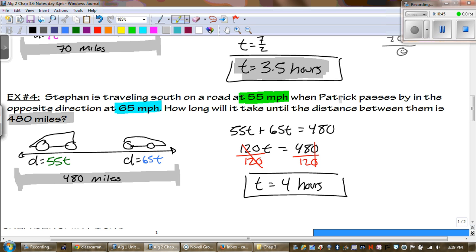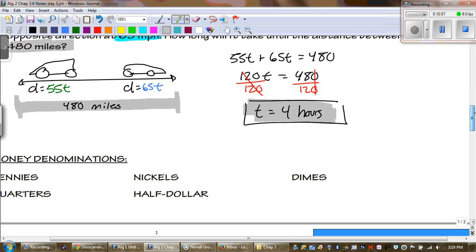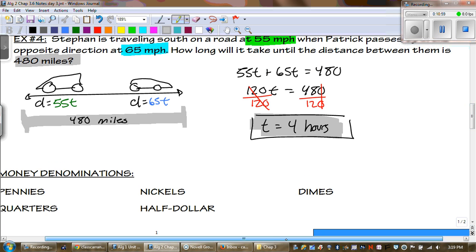And I forgot to highlight my other answer. Okay, so the time it would take would be 4 hours. I think drawing the picture is very helpful for that.